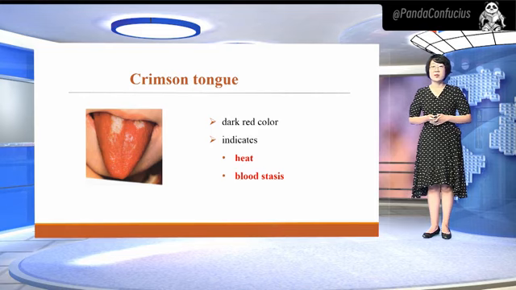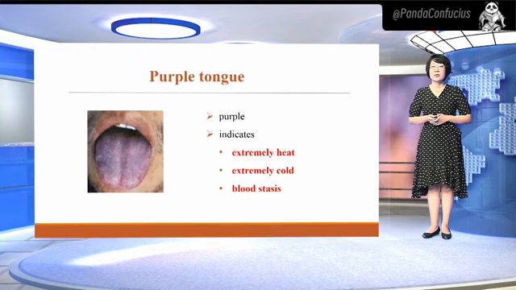The heat syndrome is more serious than the one which red tongue indicates, and heat consumes fluid, which results in blood stasis. Purple tongue. The tongue is purple and we can see petechia on the tongue. It means extreme heat, extreme cold, and blood stasis. Heat may consume fluid, and cold can slow down the blood flow, both of which can cause blood stasis.